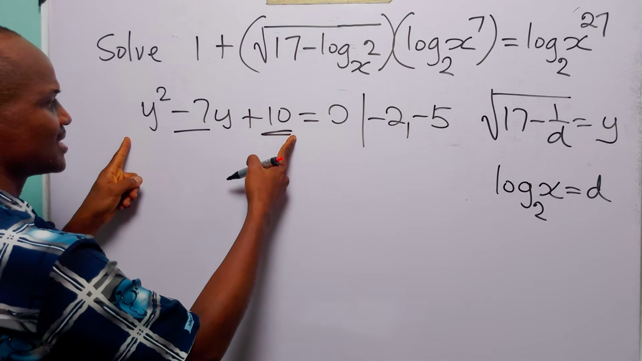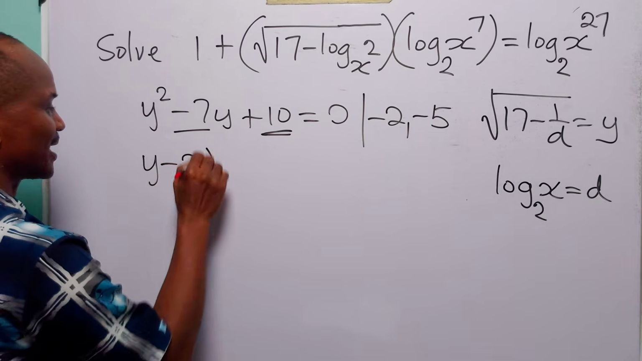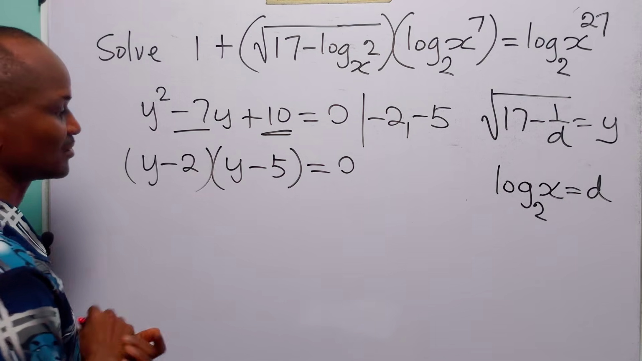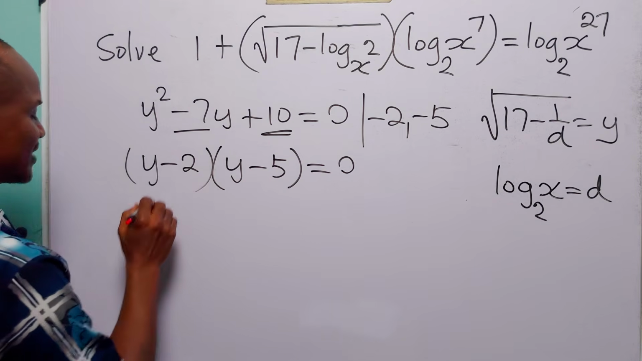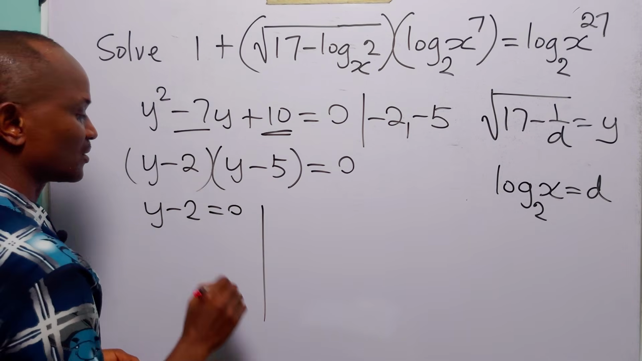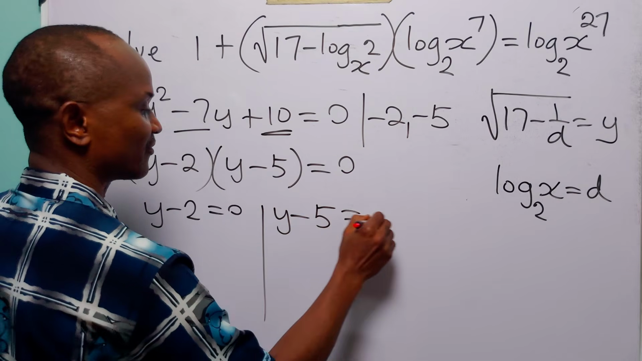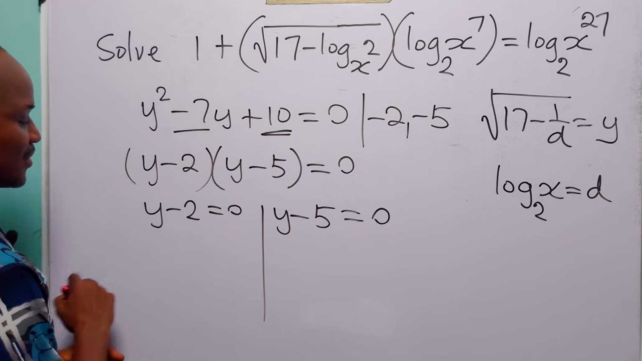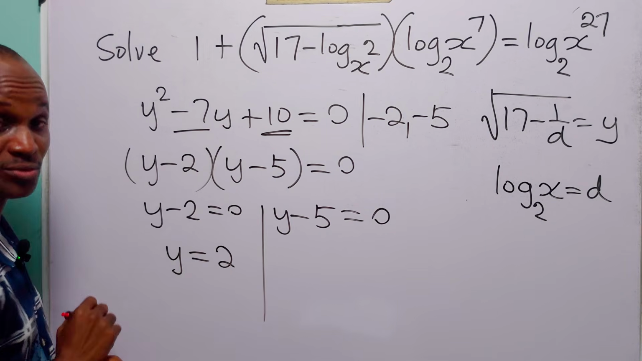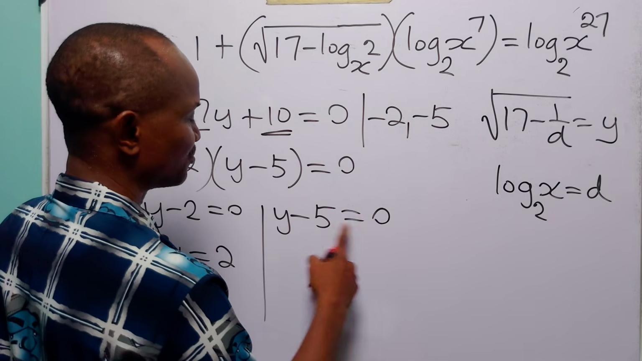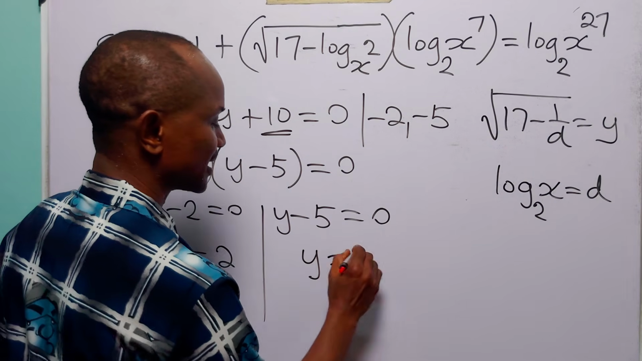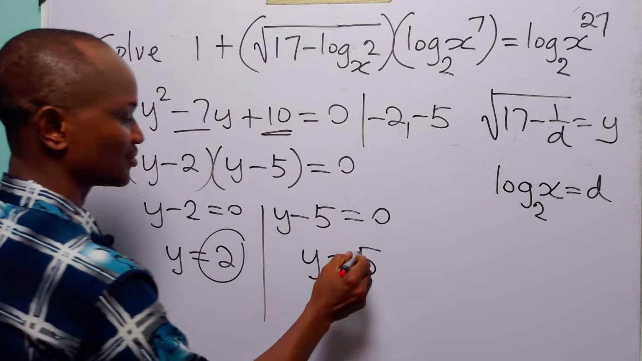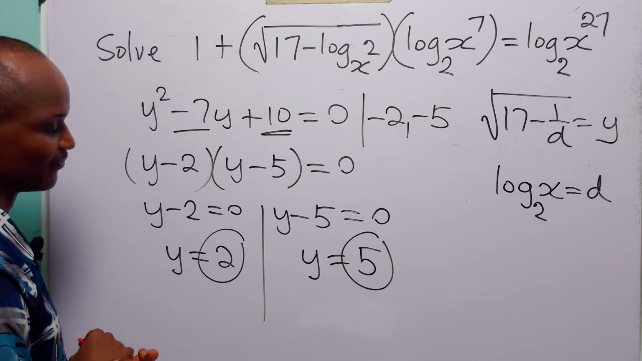So we can factorize this left-hand side as y minus 2 multiplied by y minus 5. And of course, this is equal to 0. Now, from here, we have that either y minus 2 is equal to 0 or y minus 5 is equal to 0. When we add 2 to both sides of this equation, we have that y is equal to 2. And when we add 5 to both sides, we have that y is equal to 5. So now we have two values of y: y is equal to 2 and y is equal to 5.